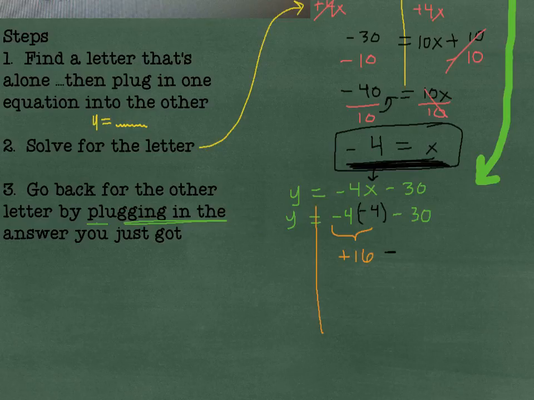And positive 16, take away 30. That's what y is going to equal, whatever we get here. And the answer is negative 14. So y equals negative 14.